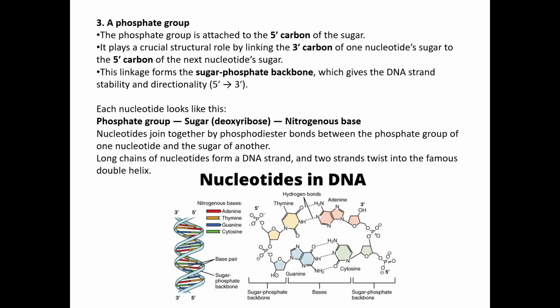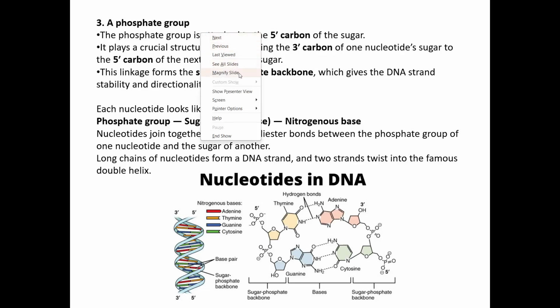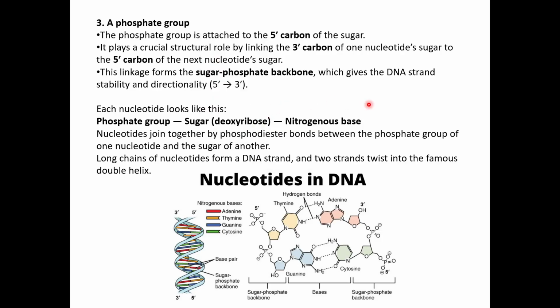Then it also has a phosphate group. A phosphate group is attached to the fifth carbon of the sugar, and it plays a crucial structural role by linking the 3' carbon of one nucleotide's sugar to the 5' carbon of the next nucleotide's sugar. You can see here, this is the nucleotide base, and this is the 3' of one sugar, and this is the 5' of the other complementary sugar.